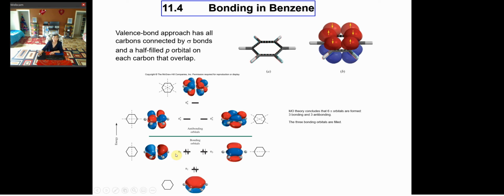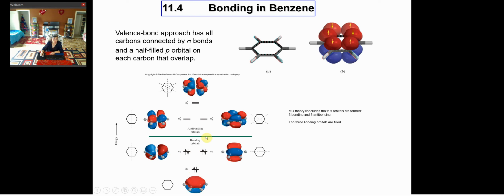The second important theory we call molecular orbital theory. This theory concludes that a total of 6 pi molecular orbitals are formed. 3 of them are called bonding orbitals, another 3 are called anti-bonding orbitals. The anti-bonding orbitals have higher energy. The bonding orbitals have lower energies. What we also found is you have 6 electrons. Those 6 electrons are going to occupy the 3 bonding orbitals. These 3 bonding orbitals are called pi 1, pi 2, pi 3.